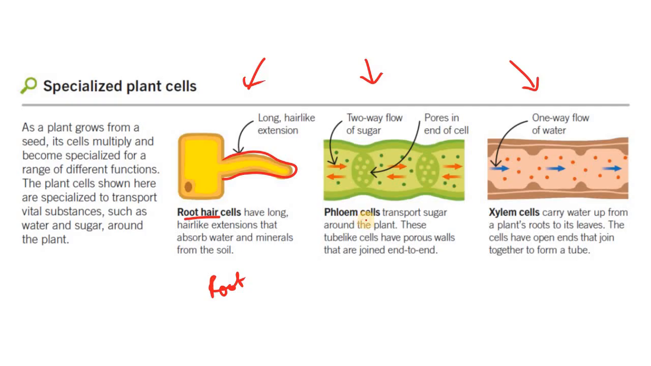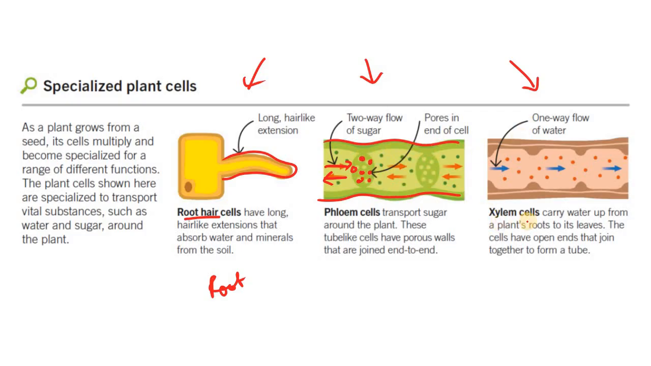Next we have the phloem cells, which transport sugar around the plant. These tube-like cells, you see the structure, they have the tube-like structure. And here we have the two-way flow of sugar, both in this direction as well as this direction. And these are the small pores over here, as you can see at the end of the cell. These tube-like cells have porous walls that are joined end to end, as you can see over here.